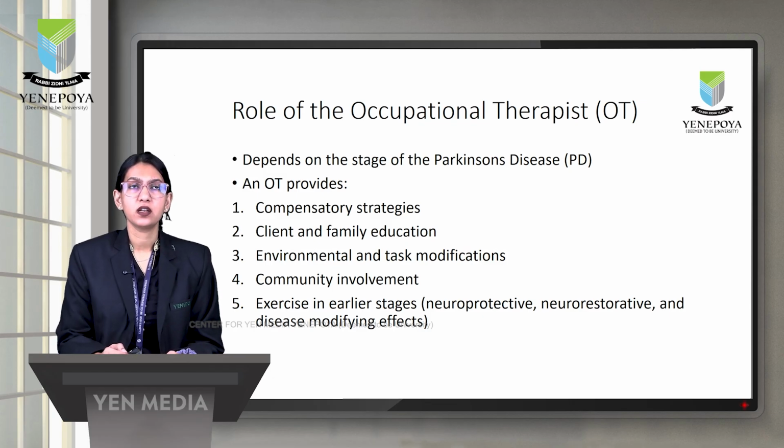Firstly, in general, let's discuss the role of the occupational therapist. The occupational therapy management depends on the stage of the Parkinson's disease. In general, an OT provides compensatory strategies, client and family education, environmental and task modifications, and helps in community involvement. Exercise is provided in the earlier stages because of the neuroprotective, neurorestorative, and disease-modifying effects of exercise.